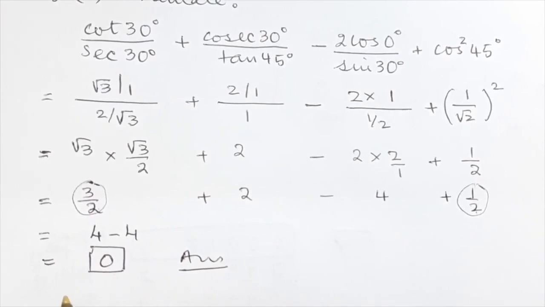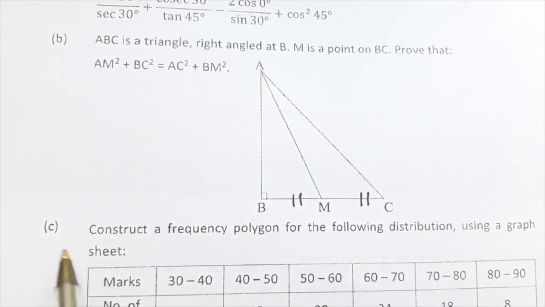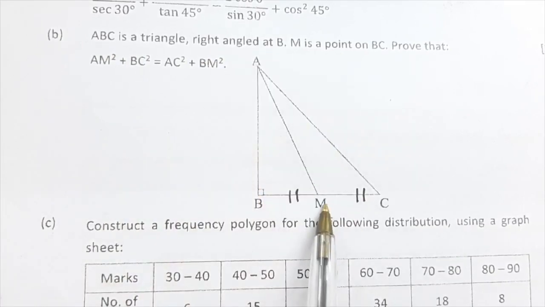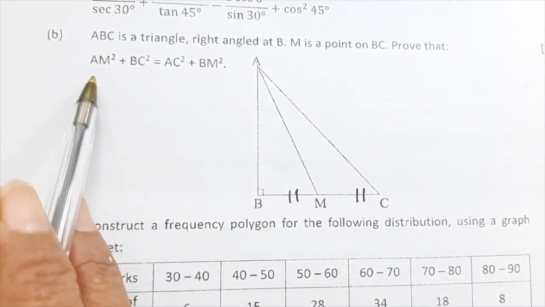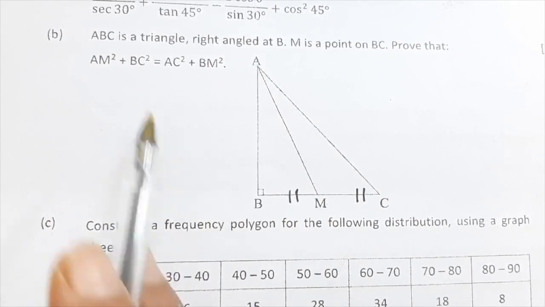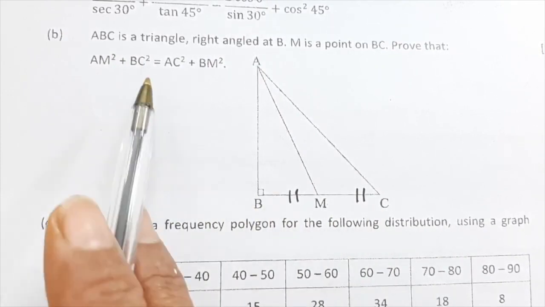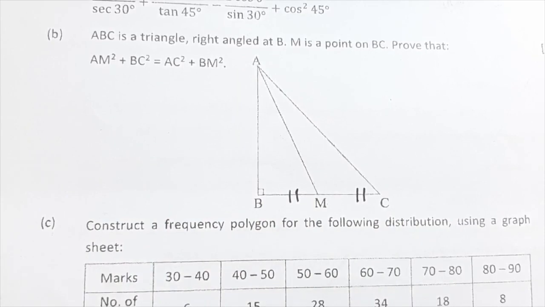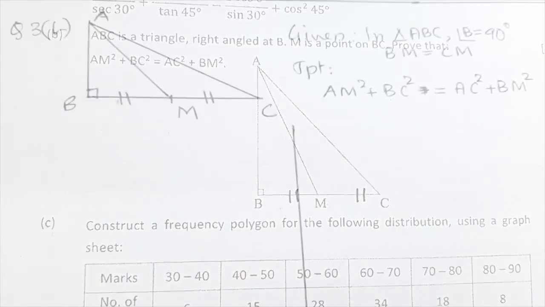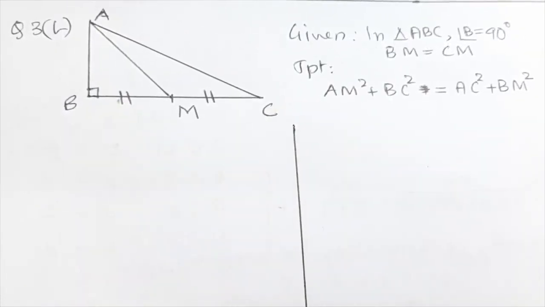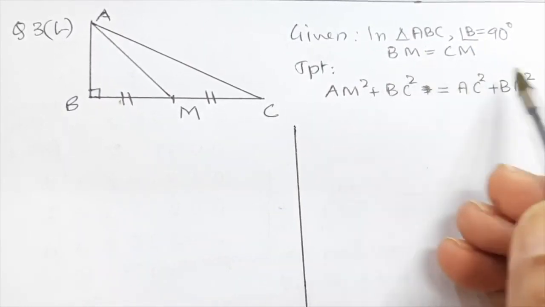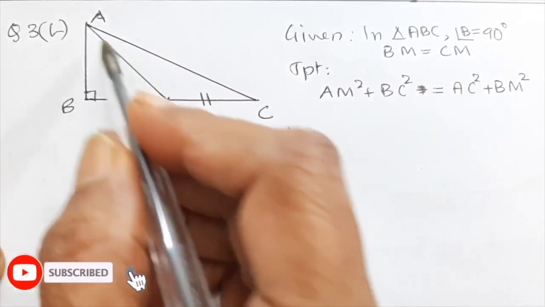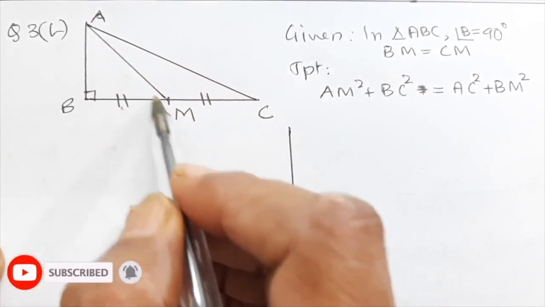Now let us come to 3b. Question 3b. Triangle ABC is right angled at B. M is the midpoint of BC. Prove that AM square plus BC square is equal to AC square plus BM square. Let us draw the diagram and then we'll start solving it. So we have drawn the diagram and we have written what is given over here. Now we have to prove that AM square plus BC square. AM is the hypotenuse for this triangle.